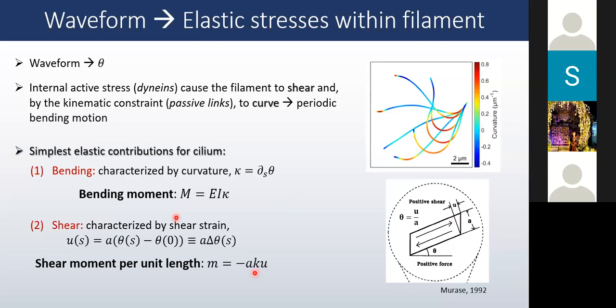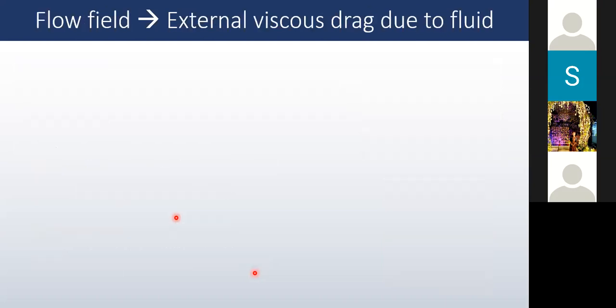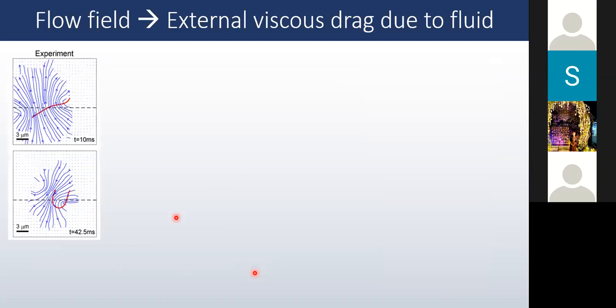I have the elastic contributions for a sliding and a bending filament. Now let's move forward to the viscous part of the problem, which is the flow field. I had shown you this already, I think two slides before. This is when the filament is going in this direction, which is called the power stroke. And when the filament is coming back, it is called the recovery stroke. During that instant of time, the flow field is opposite, as you can see.